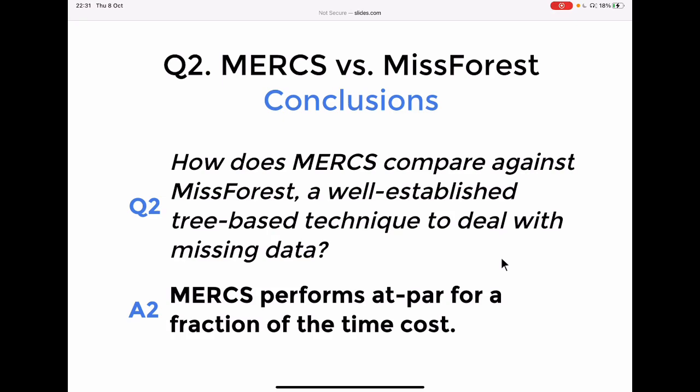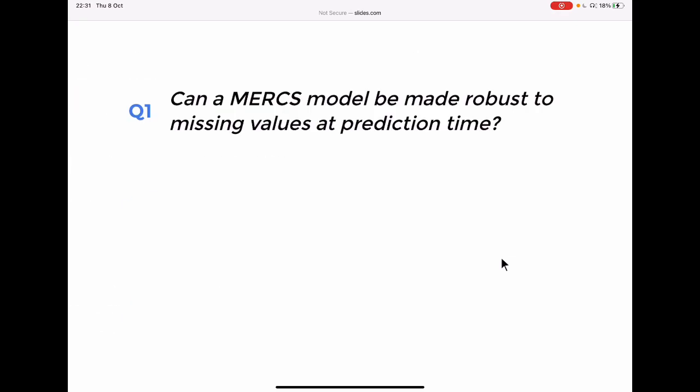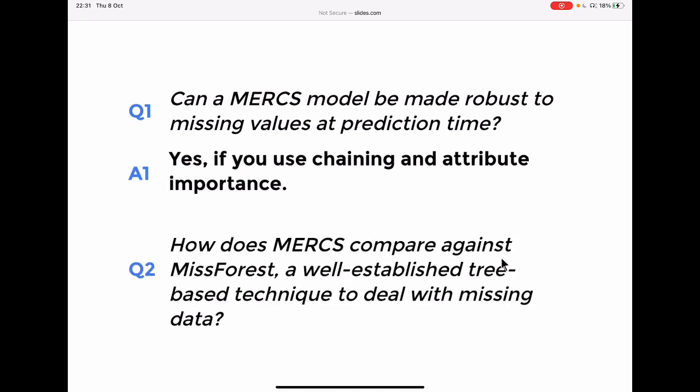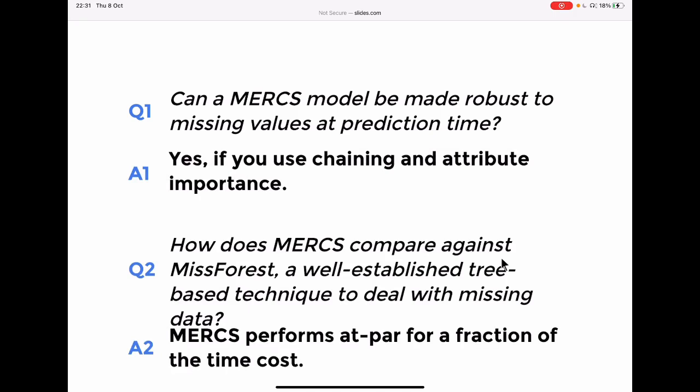And so to summarize everything, can MERCS be made robust to missing values at prediction time? Well, yes, if you use this chaining and attribute importance. How does it compare to MissForest? Well, it compares pretty well. Same performance for a fraction of the time cost in this particular setting.